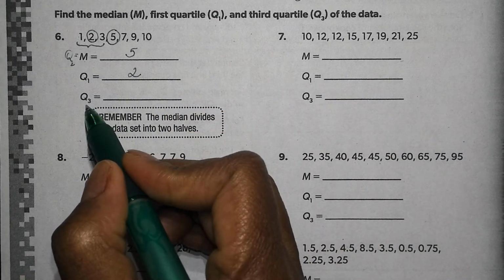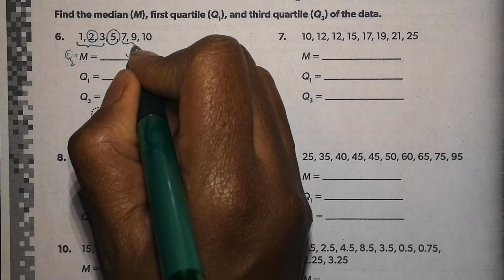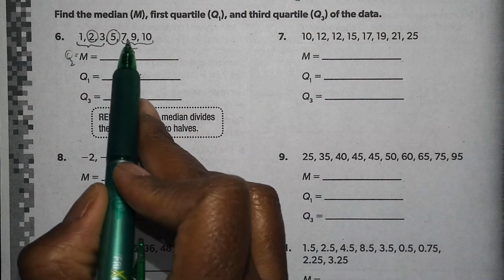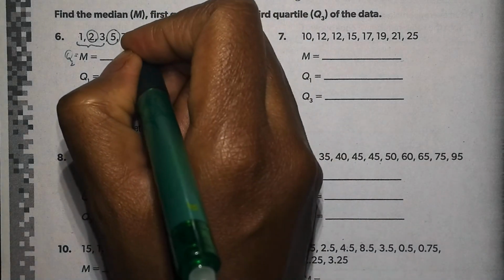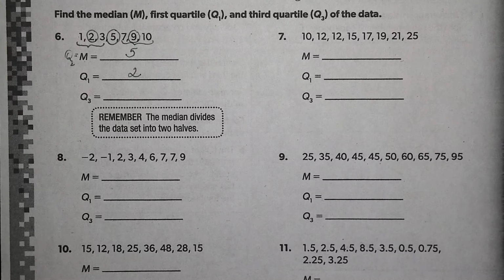And now to find my Q sub 3, look at the upper set of values. 9 is smack dab in the middle. And that's going to be my Q sub 3.